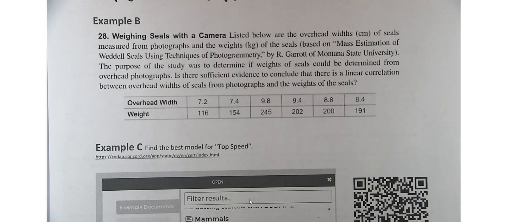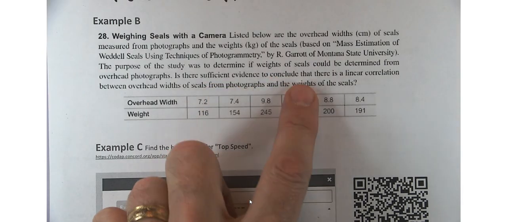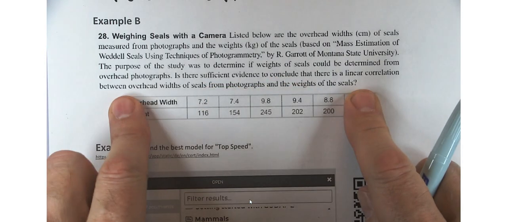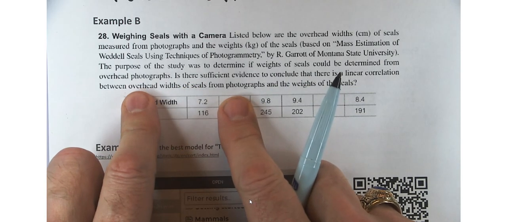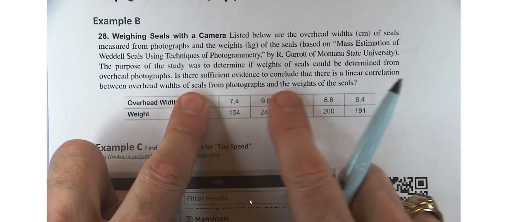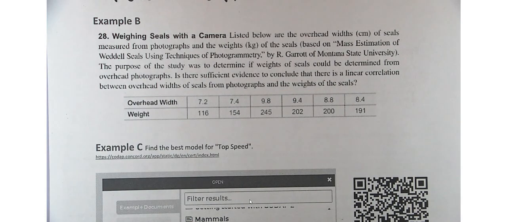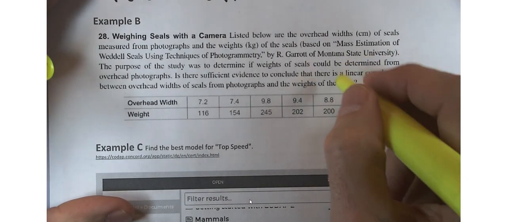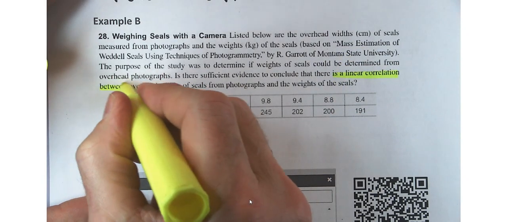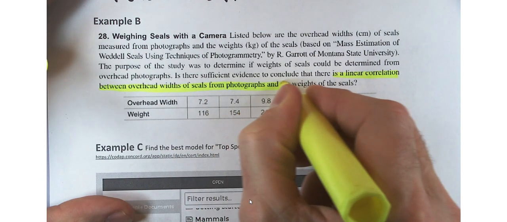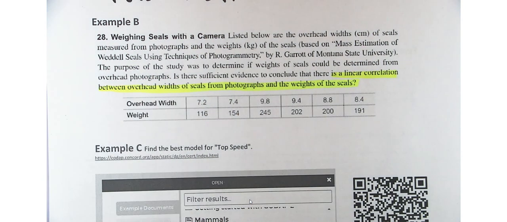So it says, if the weights could be determined from overhead photographs, is there sufficient evidence to conclude that there is a linear relationship between overhead widths of seals from photographs and the weights of these seals? So, is there this correlation? Well, let's find out.